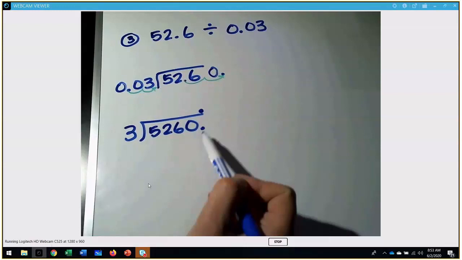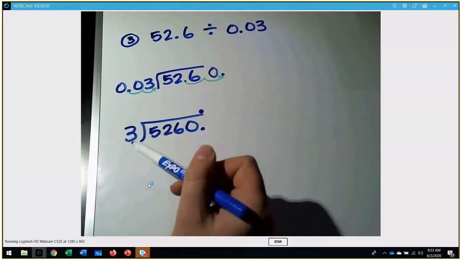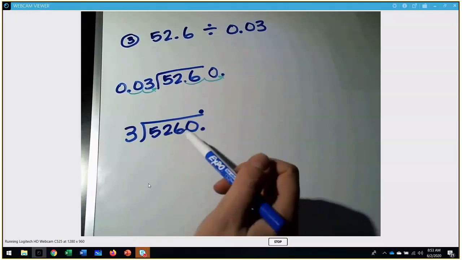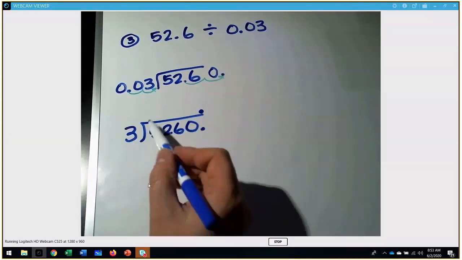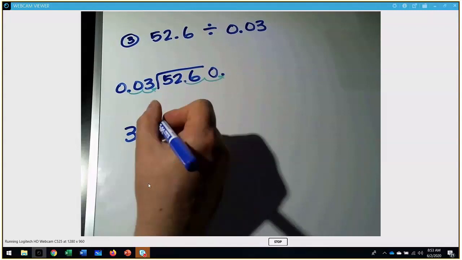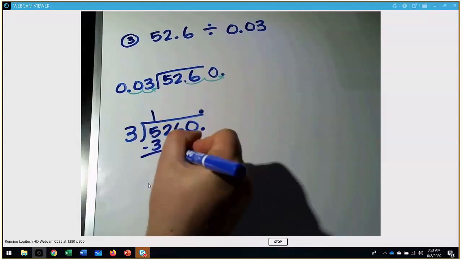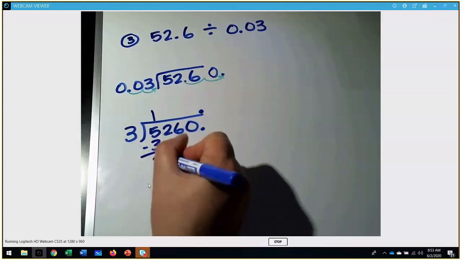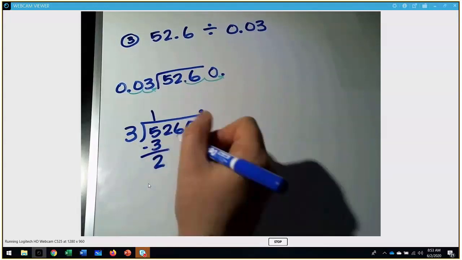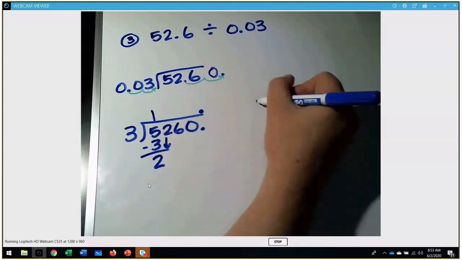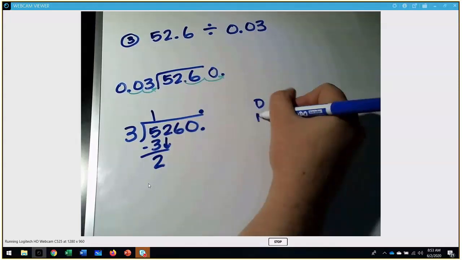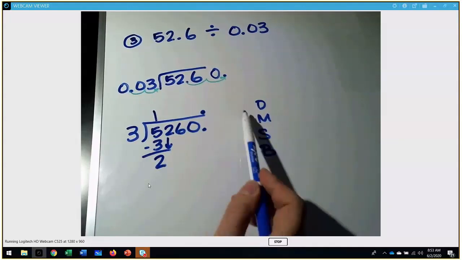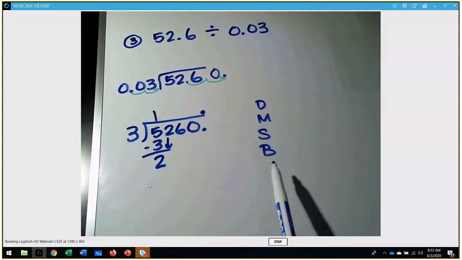So I brought my decimal up, and then I'm going to go digit by digit, trying to divide one by one the best I can. So 3 will go into 5, so I can start right there. That goes once, which is 3. 1 times 3 is 3. Subtract, then bring down. With long division, it's always these steps. Divide, multiply, subtract, bring down.